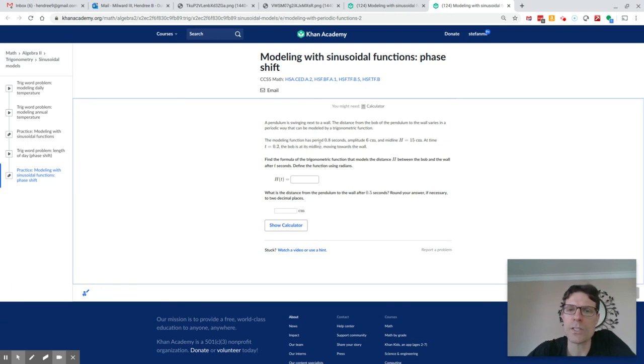The model function has a period of 0.8 seconds, an amplitude of 6, a midline of h equals 15 centimeters, and at time 0.2, the bob is at its midline moving towards the wall. Since they give me a point, their t is 0.2, and it's at the midline at that point, that lets me know I'm going to use sine on this problem. So I hope that helps. This is tricky. It really is.